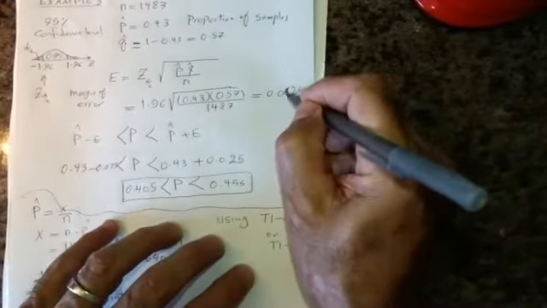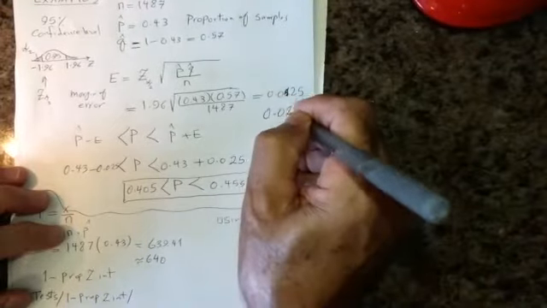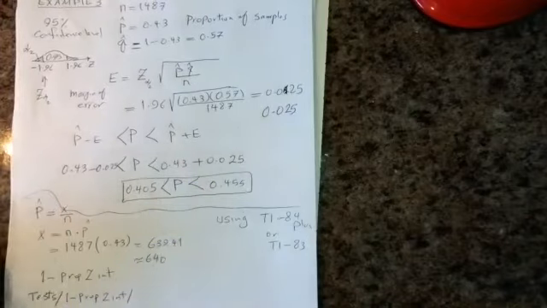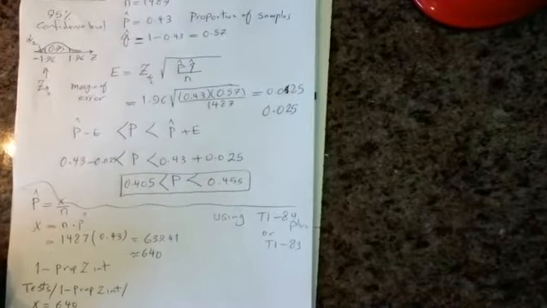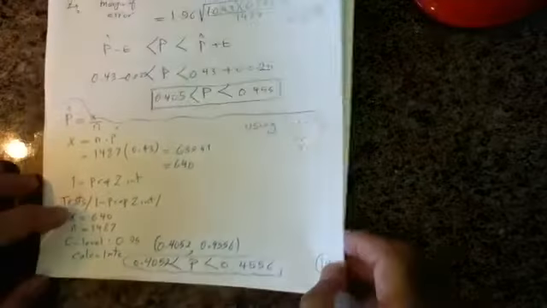It's 0.025. Then you take that and add it to the proportion of the sample. Now, there is also a way to use the TI-84 or TI-83 calculator to do that.